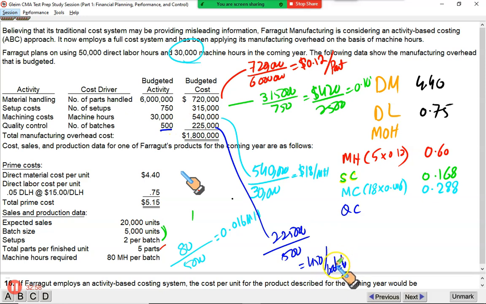We don't need it on per batch, we need it per unit basis. Now, how many units are there in each batch? There are 5,000 units, so you're going to divide 450 with 5,000 and you plug in your number here. So 450 divided by 5,000, that's 0.09. So this is your quality control cost, 0.09. Add all this up and you should get your full cost of production, which is very accurate, 4.4 plus 0.75 plus 0.6 plus 0.168 plus 0.288 and plus 0.09.